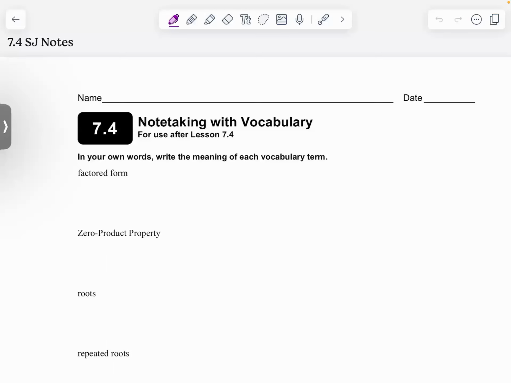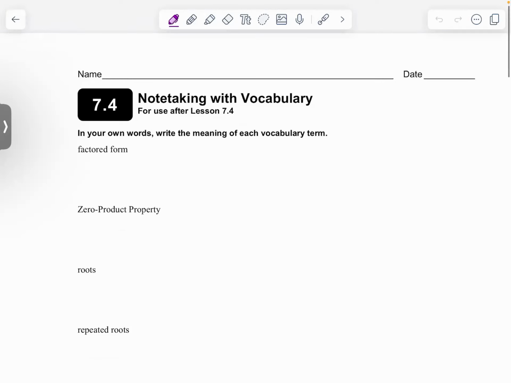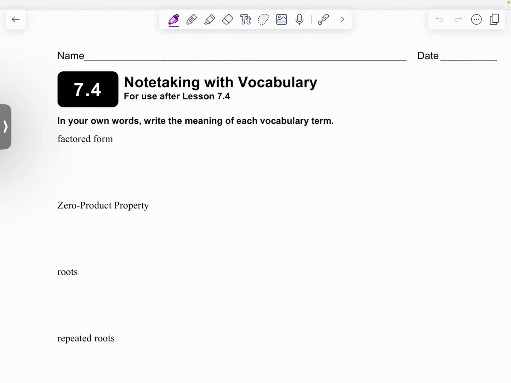Okay, so we have 3 vocabulary words that we need to go through. The first one is called factored form. When I'm talking about a polynomial in factored form, I'm talking about a polynomial written as a product of factors.